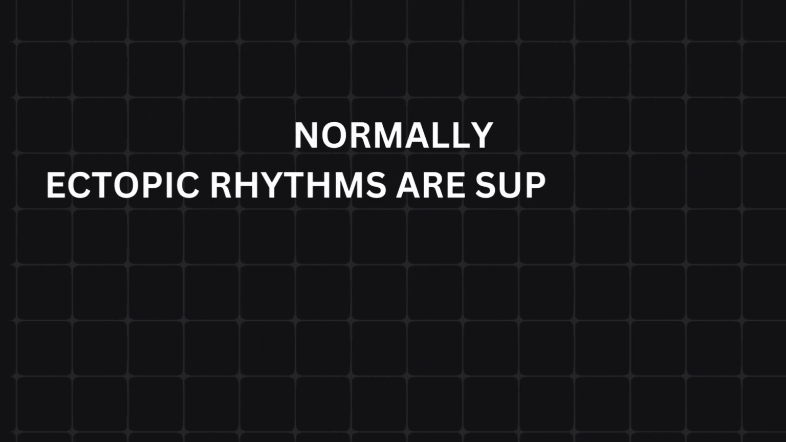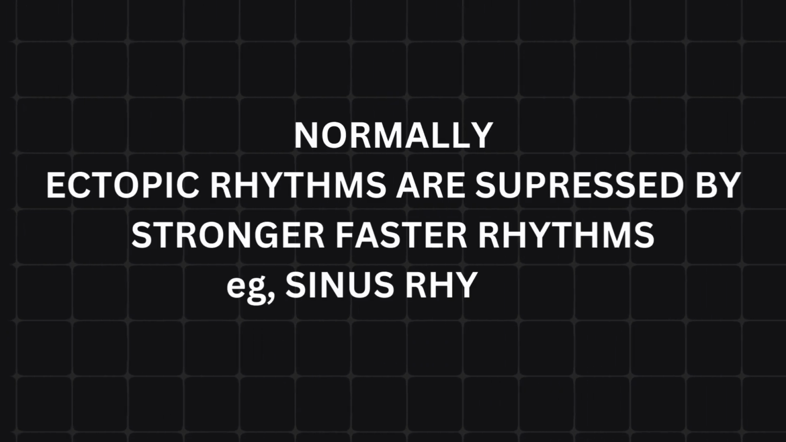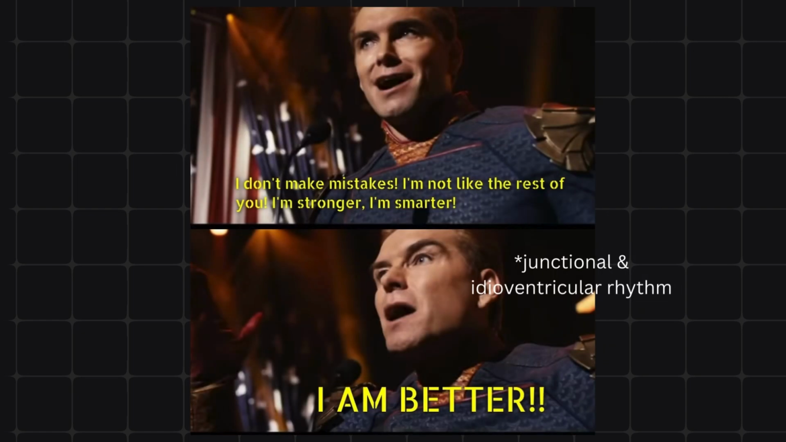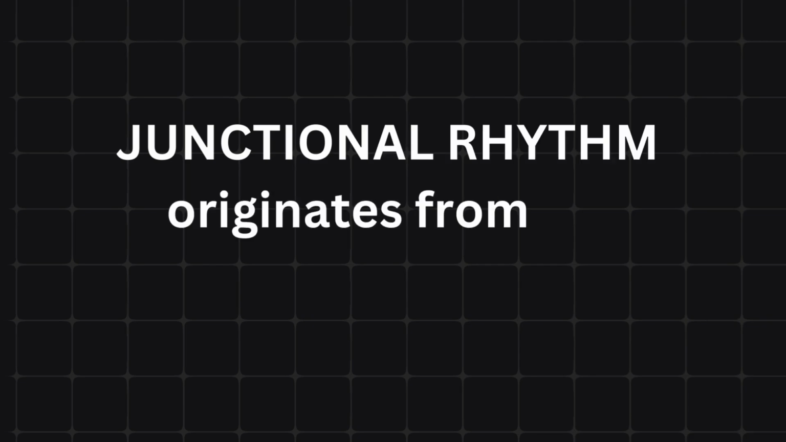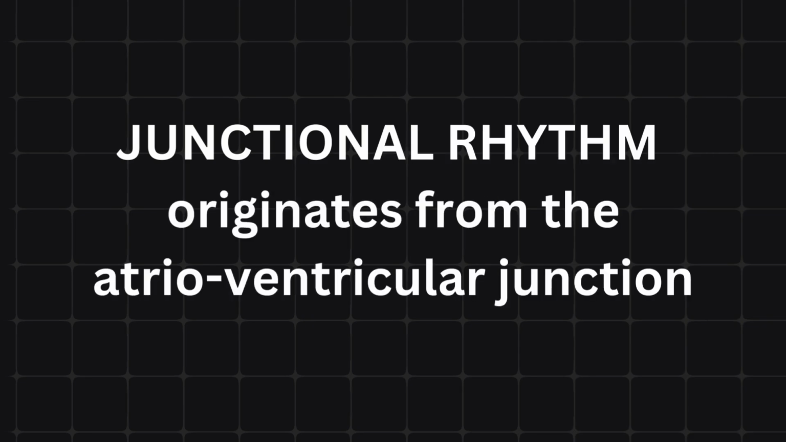Under normal conditions, subsidiary pacemakers are suppressed by the more rapid impulses from above, like sinus rhythm. Junctional and ventricular escape rhythms arise when the rate of supraventricular impulses arriving at the AV node or ventricle is less than the intrinsic rate of the ectopic pacemaker.